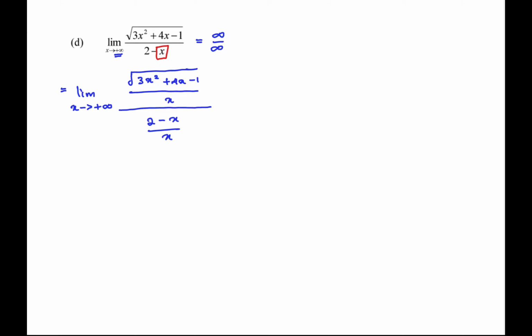Okay, what is your highest power of the denominator here? Which is x. So all the terms must be divided by x. So we get limit x approaches positive infinity, square root of 3x squared plus 4x minus 1 divided by x, and then your denominator part 2 minus x divided by x. If you want to solve these problems, you can solve the denominator part directly, but the numerator part involves a square root here, while this one does not involve a square root.